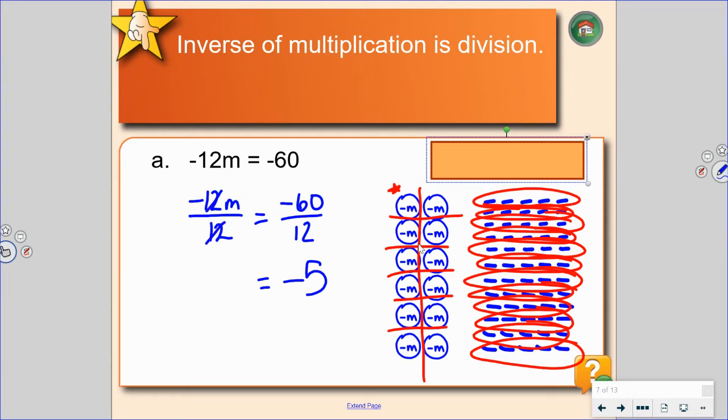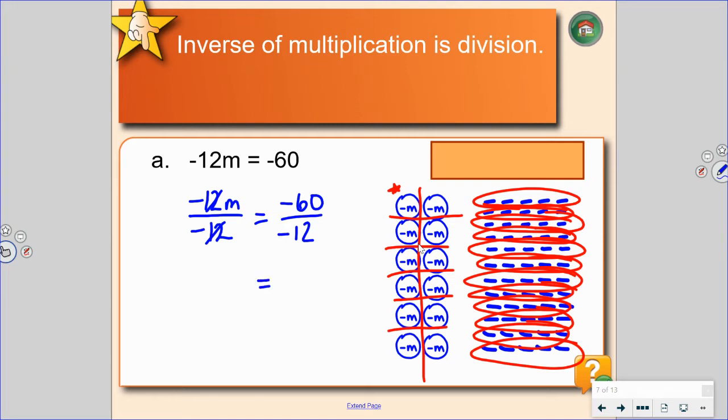Sure, 12 and 12 cancel out. After all, 12 divided by 12 is 1. But notice what is remaining. And after all, who wants to know what the opposite of m is? We want to know what m is. So what's going to be pretty important is that when you're dividing into groups, you don't just divide by 12, you divide by the opposite of 12.